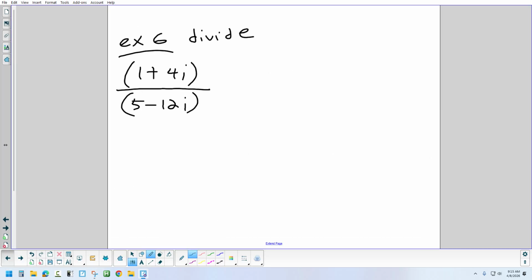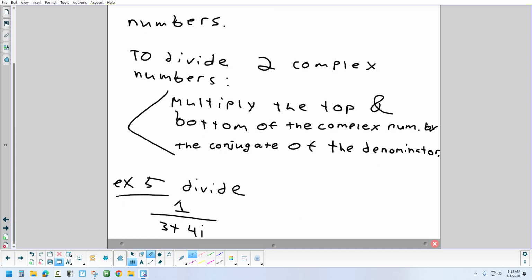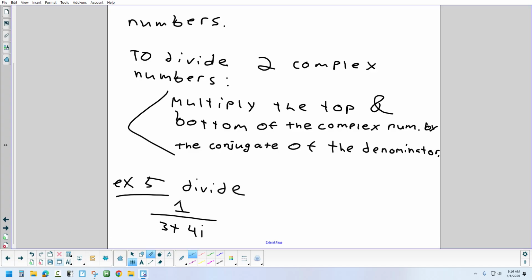All right, so we'll try 2 division problems, and then that'll finish up the first part of what we're doing. All right, so they want us to divide 1 by 3 plus 4i. Okay, the problem with that is it's kind of like leaving a square root in the bottom. We're not allowed to leave it. We're going to fix it so it's not there. So the directions say multiply the top and the bottom by the conjugate of the bottom. What's the conjugate of the bottom?